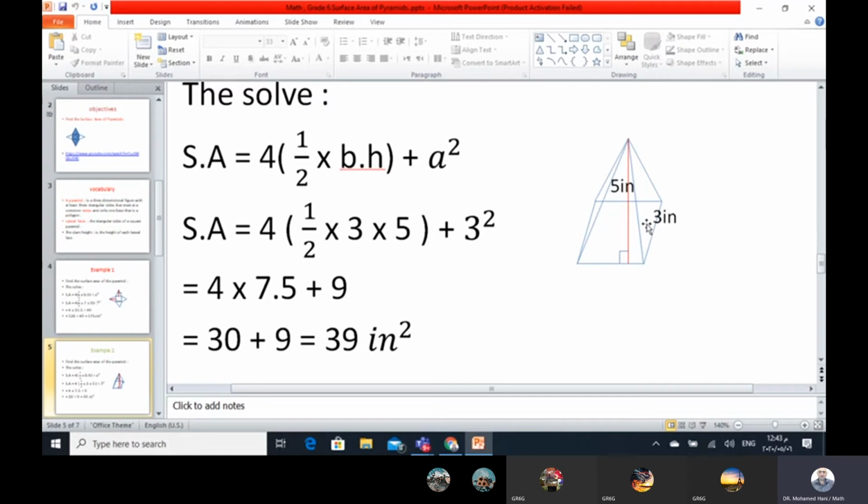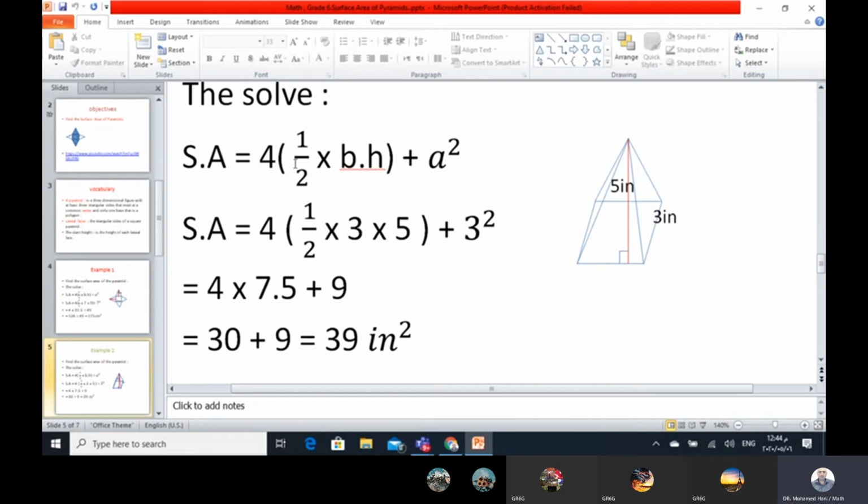We can solve the area of the first triangle, then the second, then the third, then the fourth triangle. Then we can add the area of the base. But here we have congruent triangles, so we can solve just the area of one triangle, then multiply the answer by 4. Why multiply by 4? Because we have 4 congruent triangles. So I can write here 4.